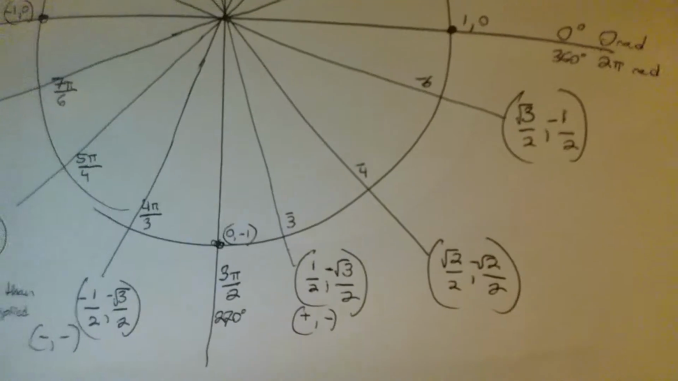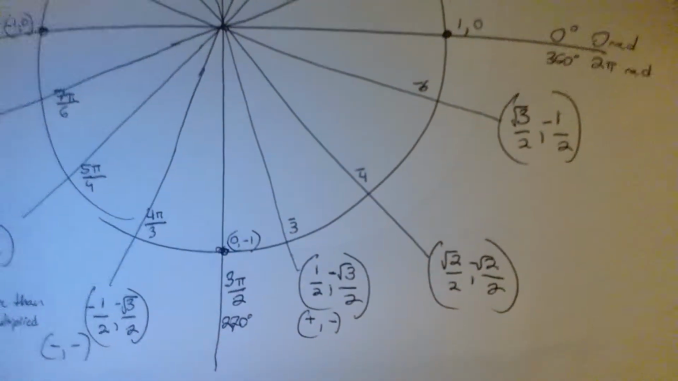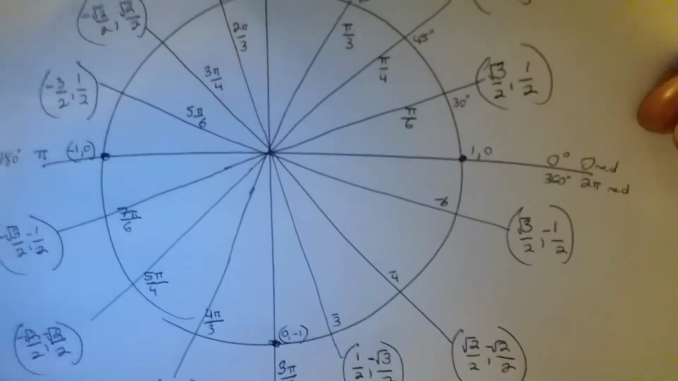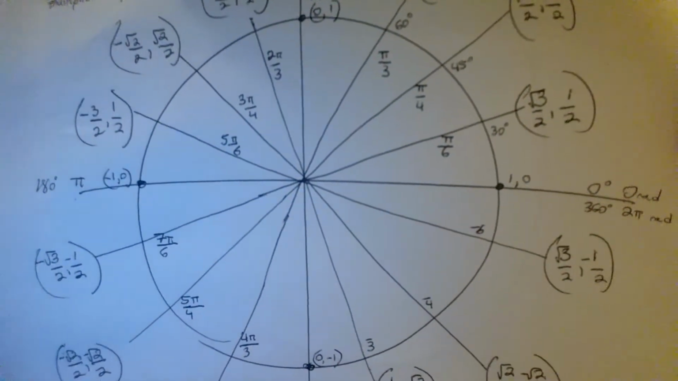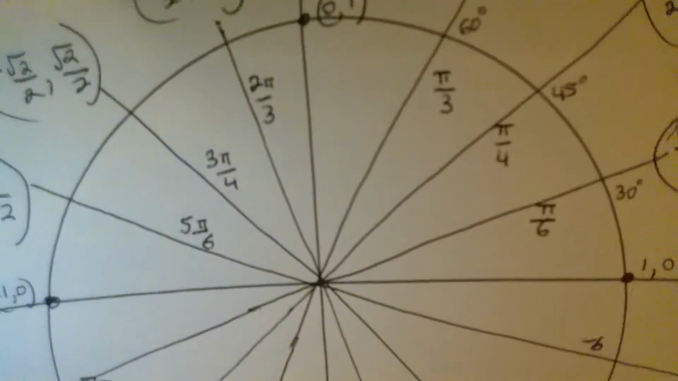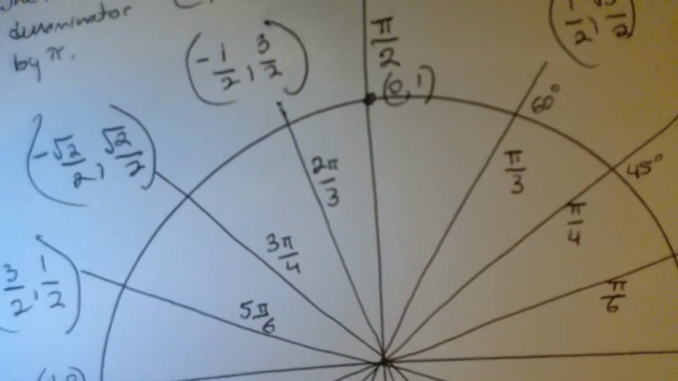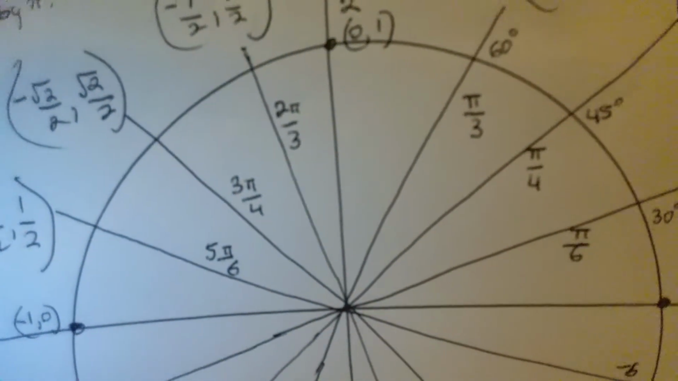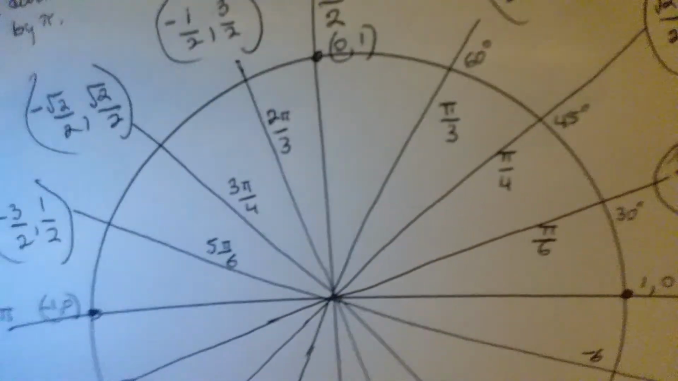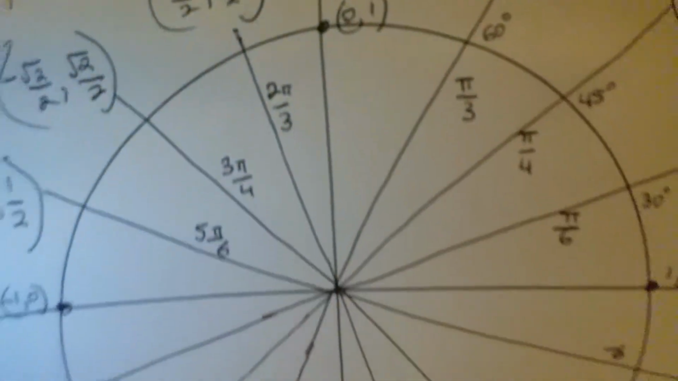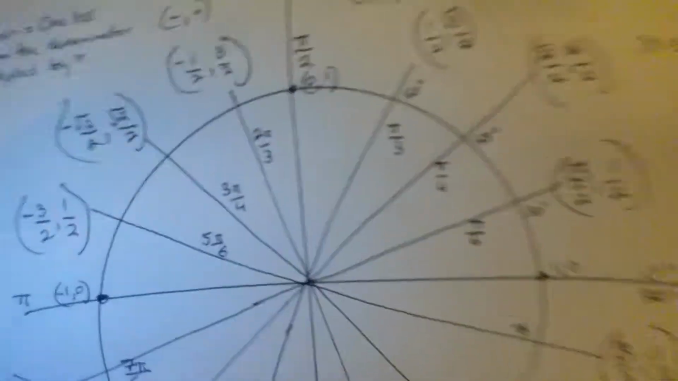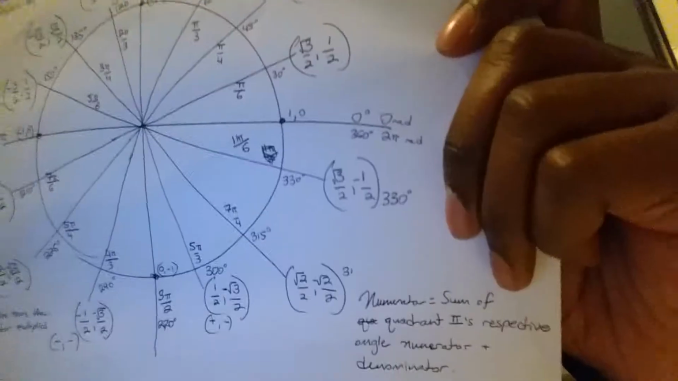So, for example, if we wanted to find what our numerator would be with the denominator 3, we go up here and we follow that. So we see denominator 3 right there, that 2 pi over 3. So what we're going to do, we're going to add the numerator and the denominator. Of course, keeping pi as is, so don't worry about pi. Just add the numerator and the denominator in quadrant 2's respective angle for quadrant 4. So I'm going to go ahead and do that for you, and I'll show you how that works.